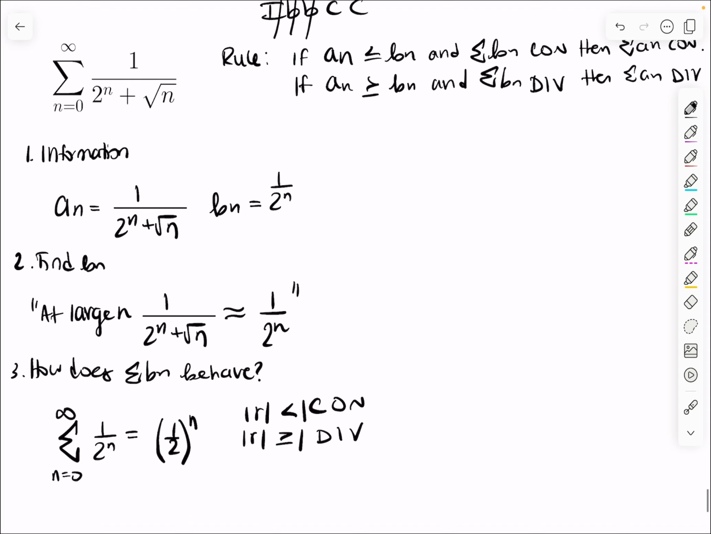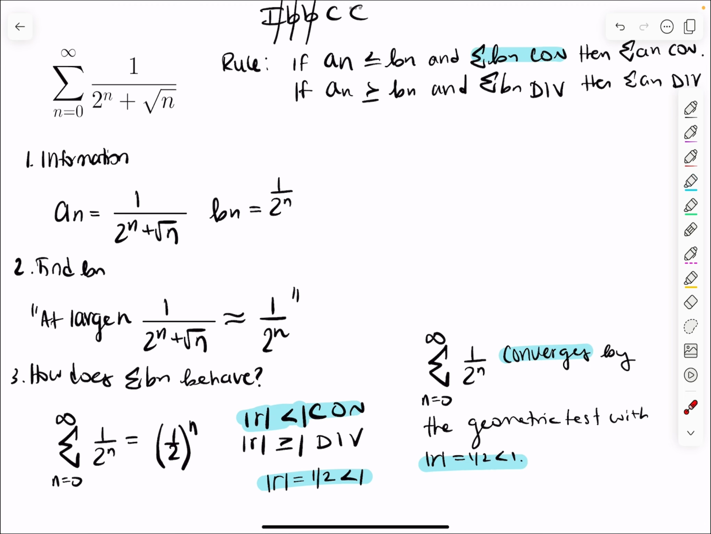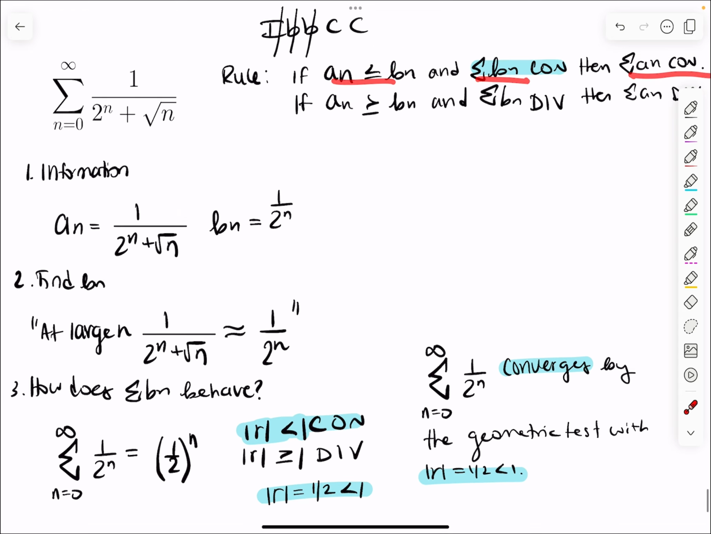And so your r is always this. So r is equal to 1/2. Absolute value of r is still equal to 1/2. That's less than 1 because you're taking 1 and dividing it, so you're making it smaller. So because the absolute value of r is less than 1, this series converges. We hope that when we compare a of n and b of n, a of n is less than b of n, because then we can say that our series a of n converges.